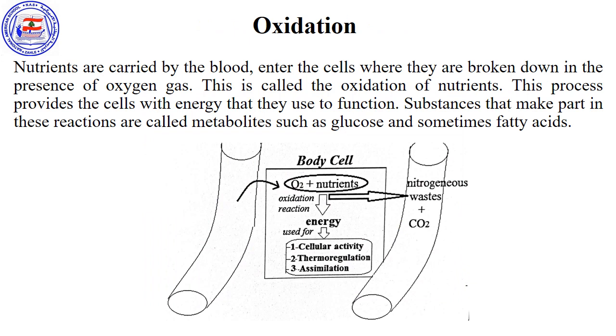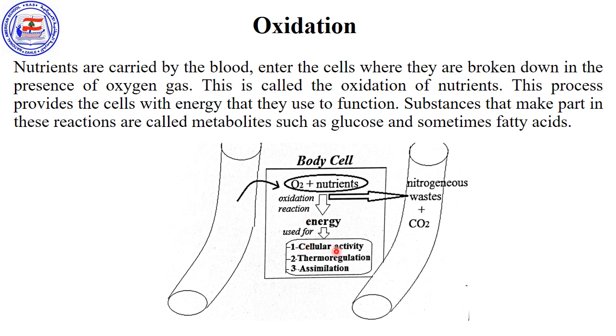The process of oxidation. Nutrients are carried by the blood and enter the cells, where they are broken down in the presence of oxygen gas. This is called the oxidation of nutrients. So look here, for example, in the picture. Nutrients and oxygen are absorbed by the cells, so they undergo the oxidation reaction. Nutrients in this case will be degraded to produce energy. This process provides the cells with energy that they use to function.